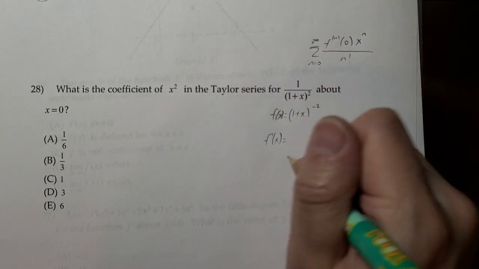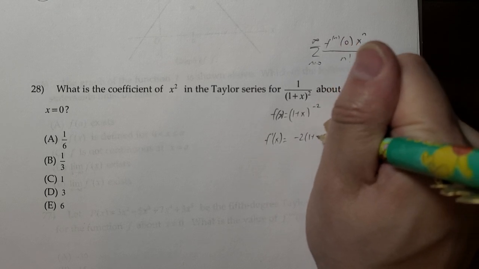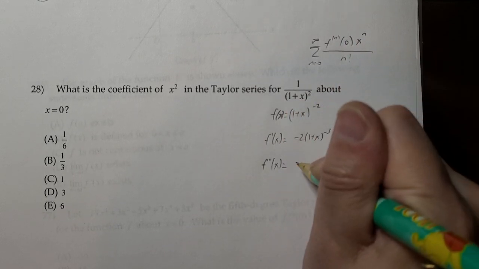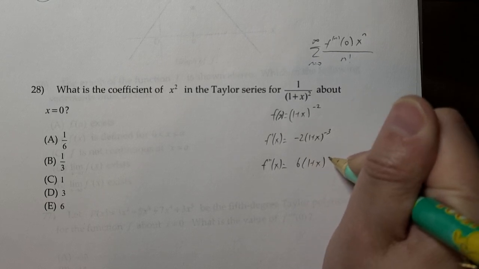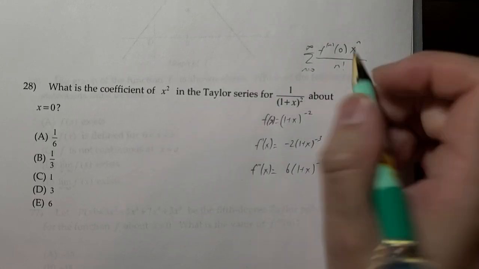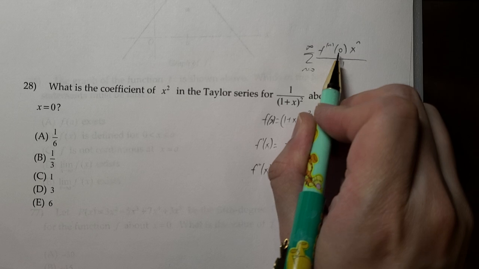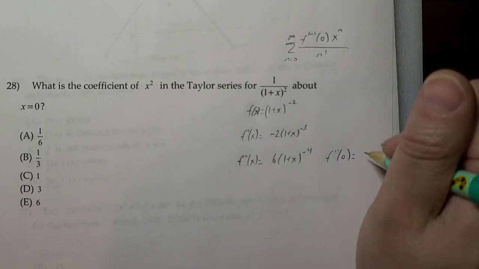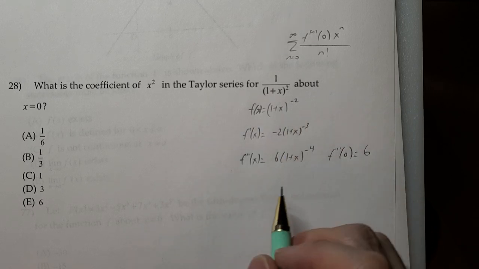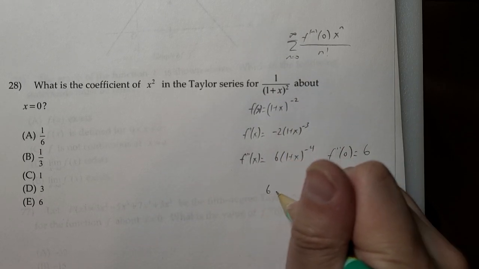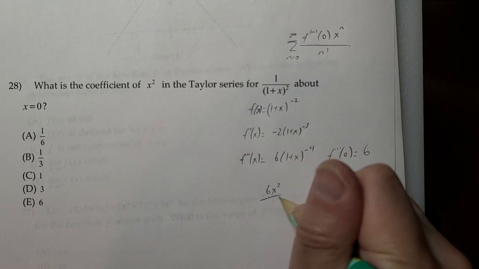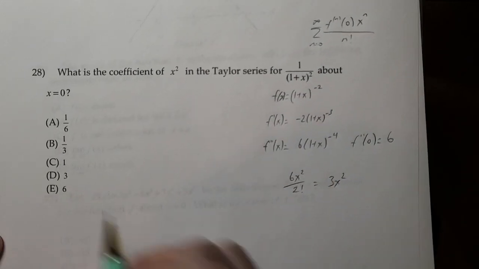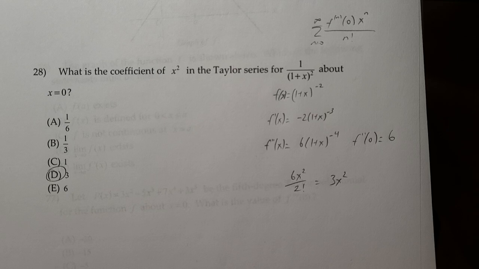So in front of the x squared term, that's when n is 2, meaning we take the second derivative only. The first derivative would be minus 2 times 1 plus x to the minus 3. And the second derivative would be 6 times 1 plus x to the minus 4. We need to evaluate the second derivative at 0. So f double prime of 0 would be 6. So let's write the whole term: 6x squared over 2 factorial, which is 3x squared. So it's D. Simple as that.